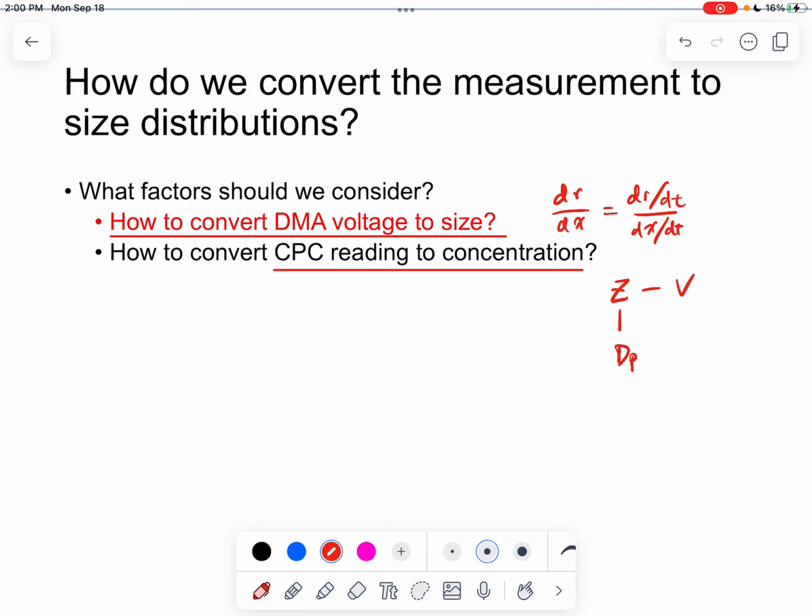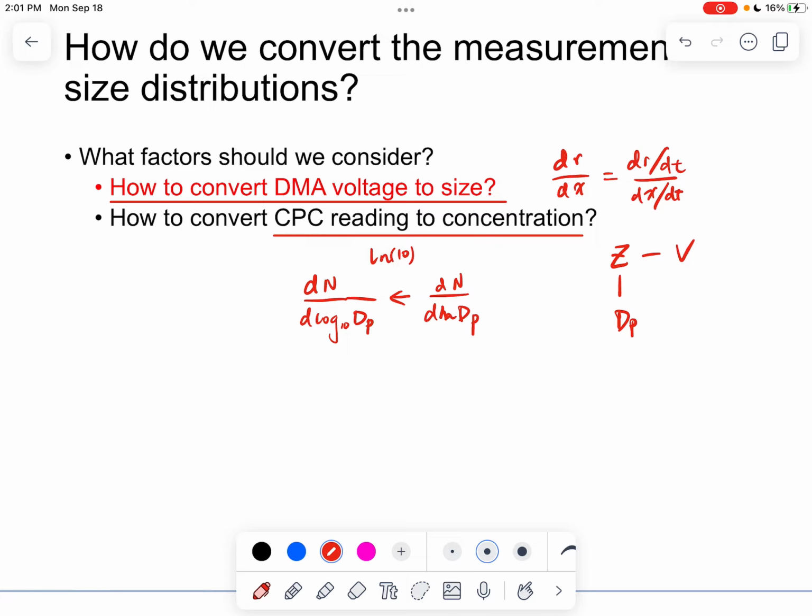And especially for measuring the aerosol size distributions, it's not only about concentration, it's a size distribution, which is shown as dN/dlog10(dp), or sometimes people also use dN/dln(dp), right? So the difference between these two is just a factor of the natural log of 10, right? So we'll talk about that later on, how to do this conversion, but let's say that we're trying to get this one first, right? So how do we convert the response or the number concentration that's monitored by the CPC to the size distribution, right?